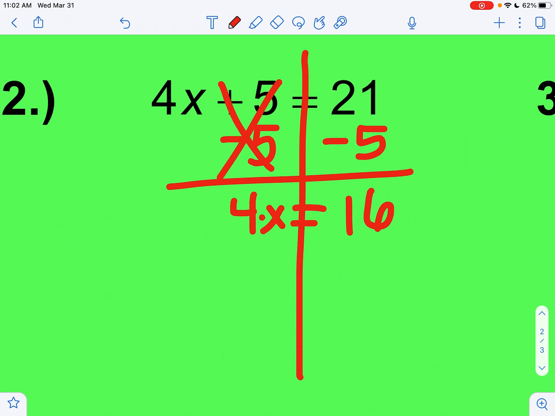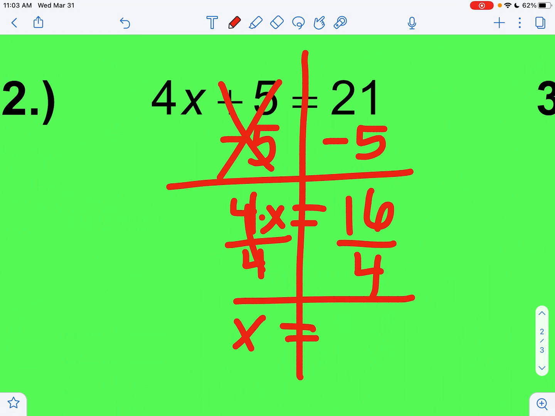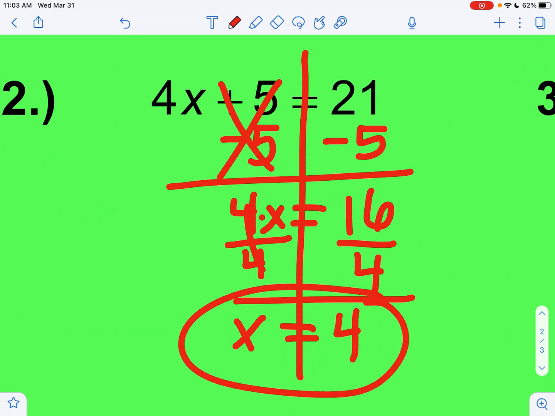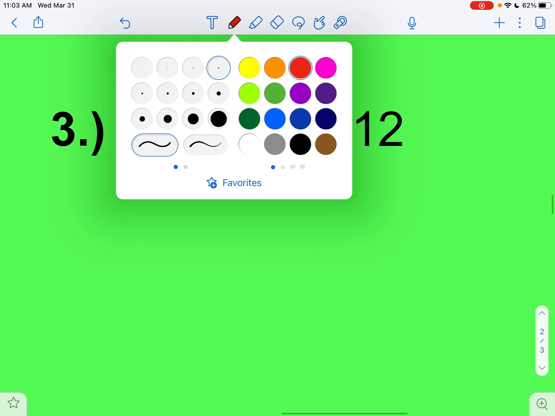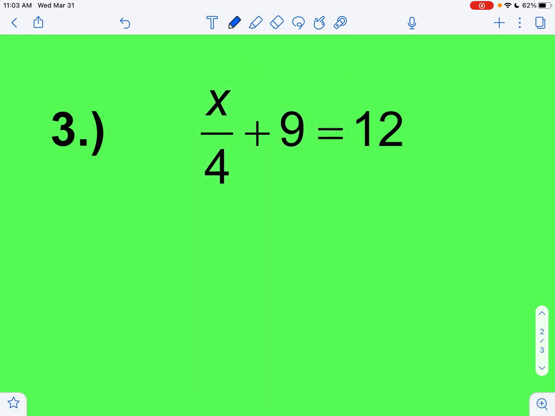Alright, and remember this is 4 times x, so we want to get rid of the 4. So the opposite of times is divide. So those cancel out. We're just left with x. 16 divided by 4 is 4. Moving on to number 3. This time we have x over 4 plus 9 equals 12.